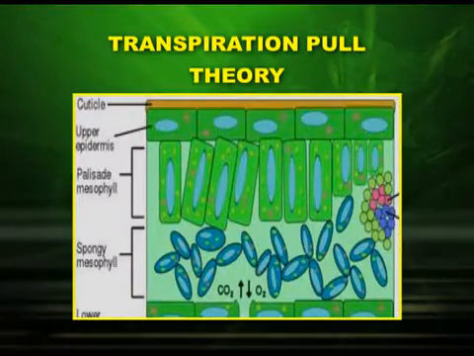Now before we go into the detail of the transpiration pull theory, it is necessary to have a look into the internal structure of the leaf. You can see in the following diagram the leaf having an upper epidermis, palisade mesophyll, spongy mesophyll and the lower stomata, which help in the exchange of gases, carbon dioxide and oxygen. The following diagram very well explains the transpiration pull theory.